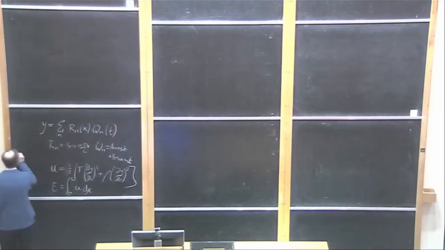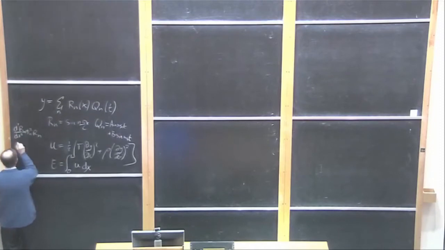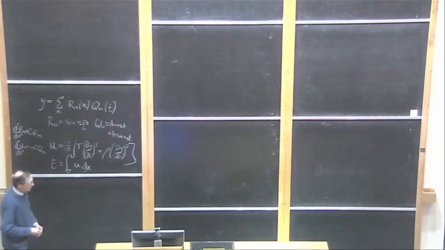And the separated equations were d2Rn by dx squared equals minus kn squared Rn, and d2Qn by dt squared is minus omega n squared Qn. And omega and k have the usual relationship to c.